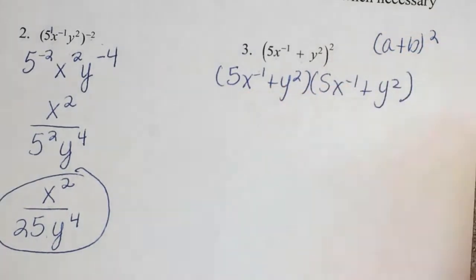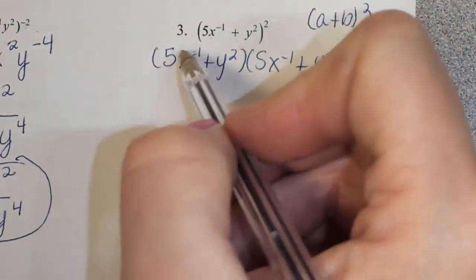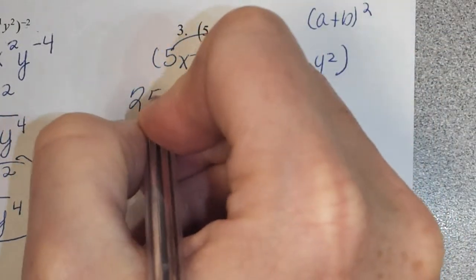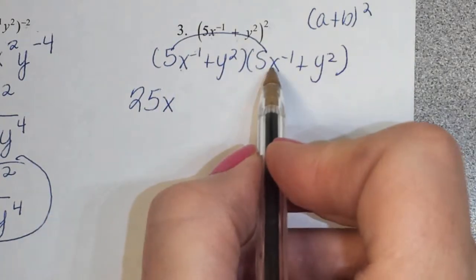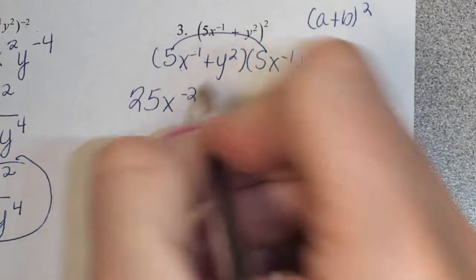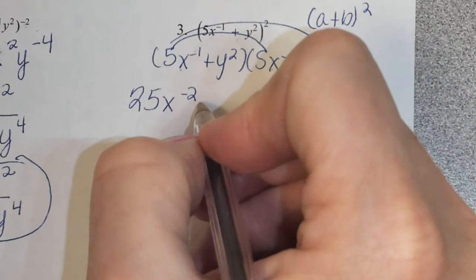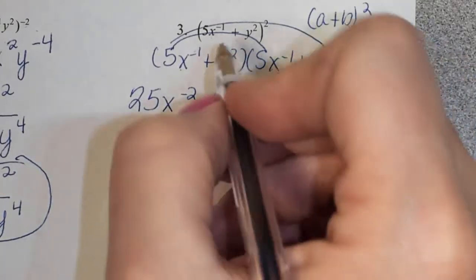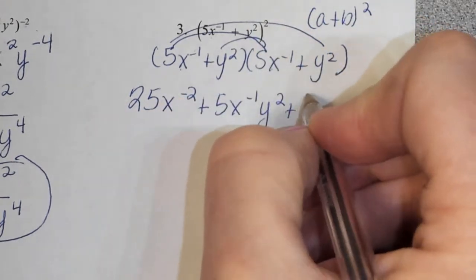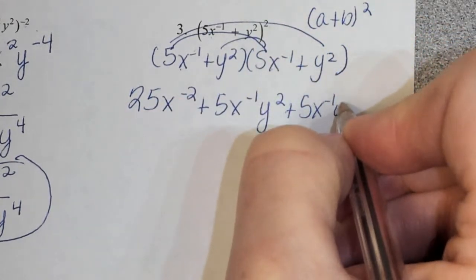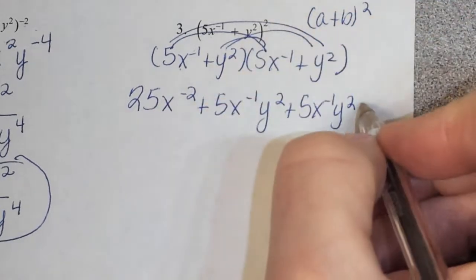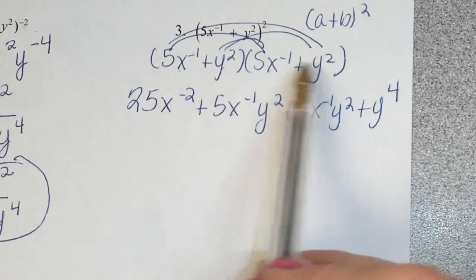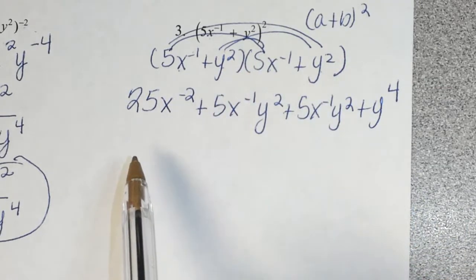If you feel comfortable with it, you can try it on your own. Otherwise, let's try it together. We do the first times the first. That's going to give us 25x. When we're multiplying and the bases are alike, we add the exponents. I go to this one. That's going to be 5x to the negative 1, y squared. I go to the inners. That's going to be 5x to the negative 1, y squared. I go to the last, and that's y to the 4th. When I'm multiplying, the base stays the same, add the exponents.